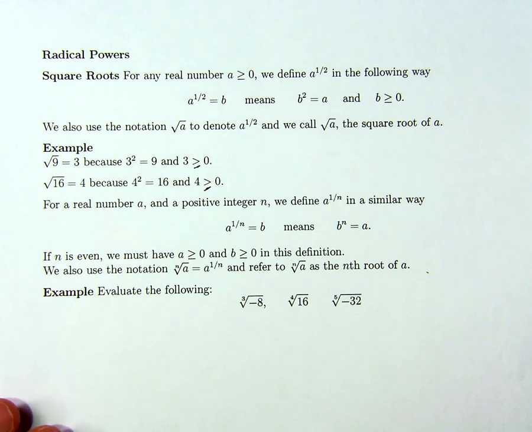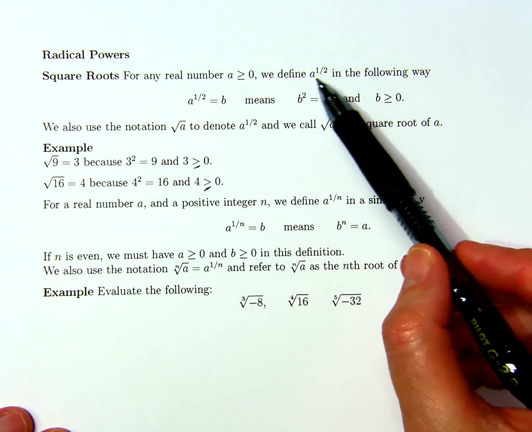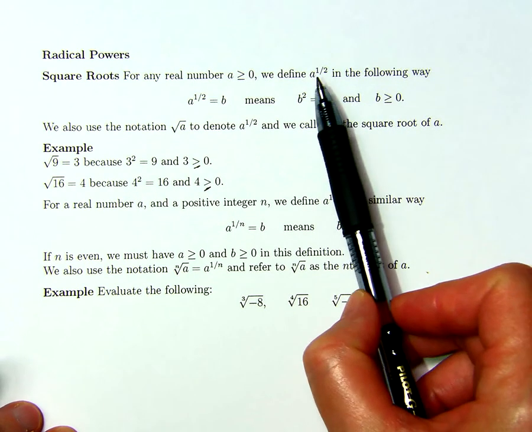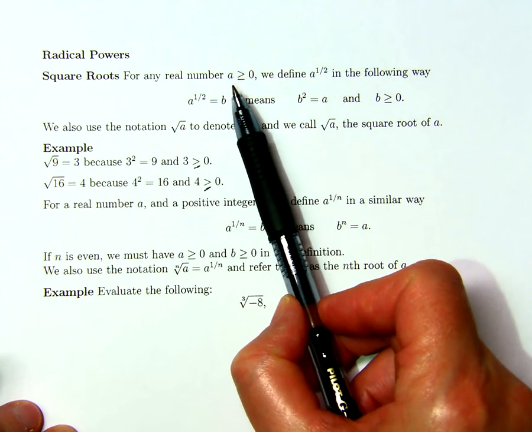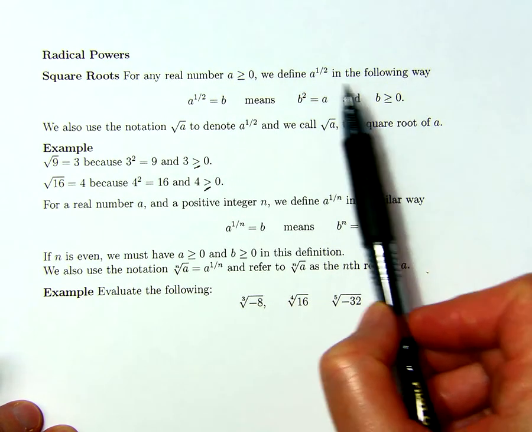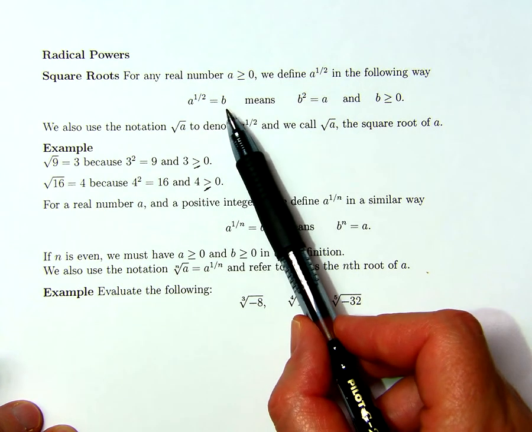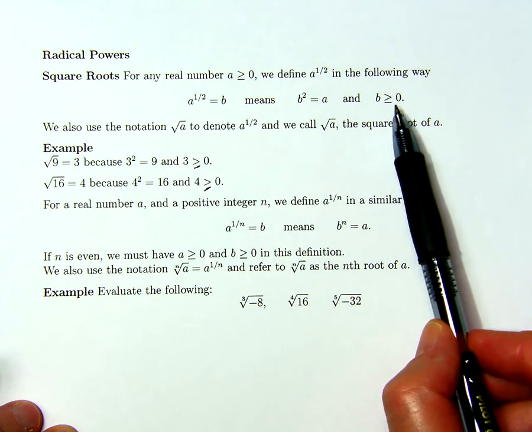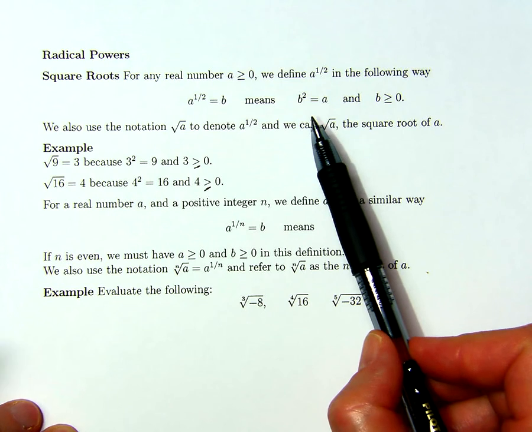Okay, we're ready to define a new power here, and we're going to define the exponent 1/2. And a to the 1/2 will only be defined if a is a number greater than or equal to 0. And in that case, a to the 1/2 is b if b is that unique number greater than or equal to 0 for which b squared is equal to a.